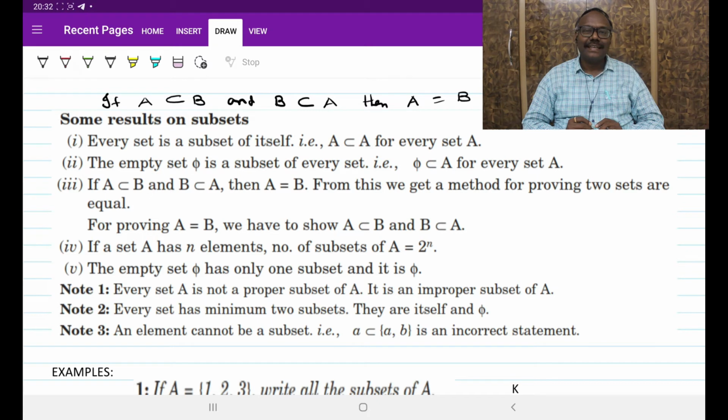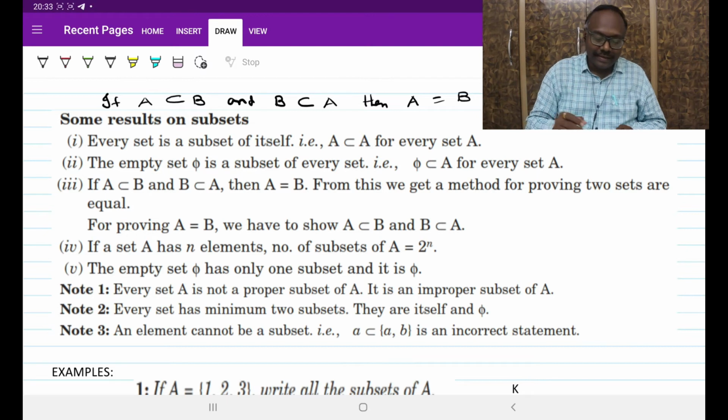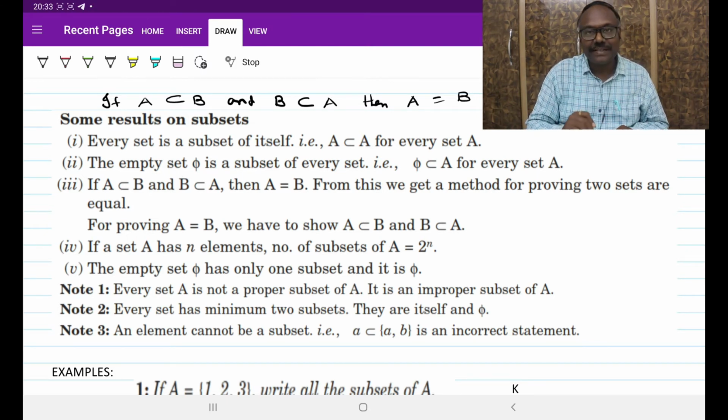And since null set does not contain any elements, the null set can be considered as a subset of any non-empty set, and in fact it is a subset of itself also. So null set is a subset of every set. So we draw a conclusion that every set is a subset of itself and null set is a subset of every set. So that is the first point. Every set is a subset of itself.